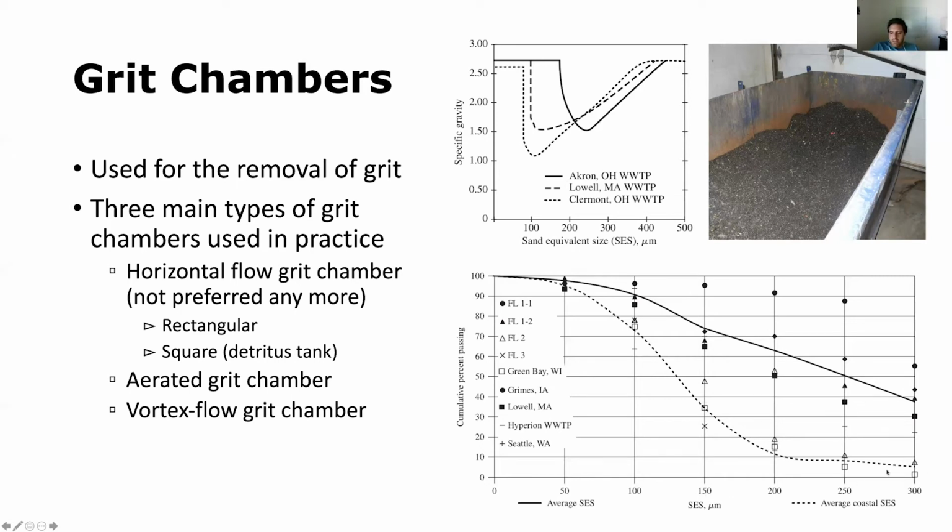All right, so in general here, you've got a large variation, but you also have very few grit particles that are less than 50 microns. They're generally bigger than 100, 150 microns.